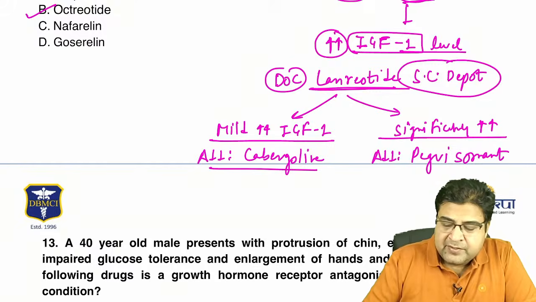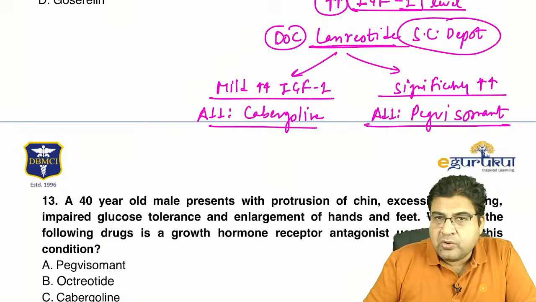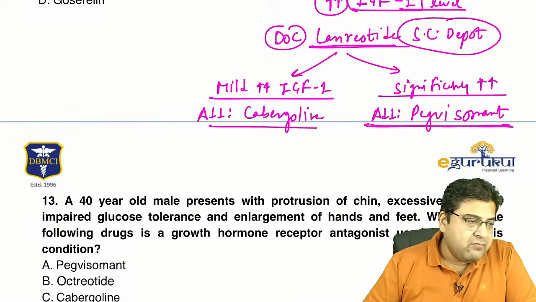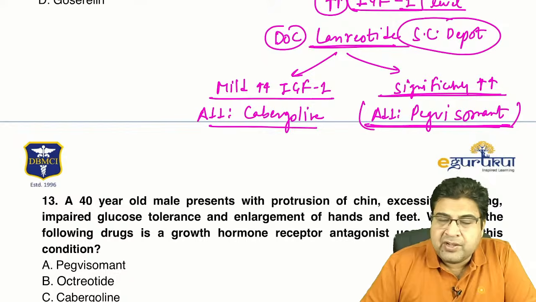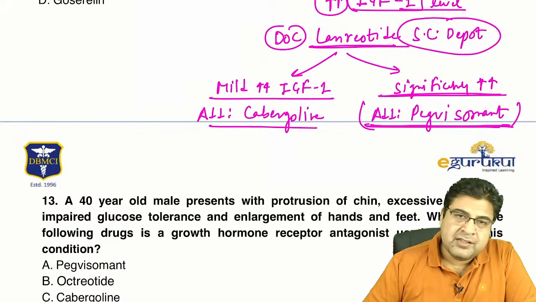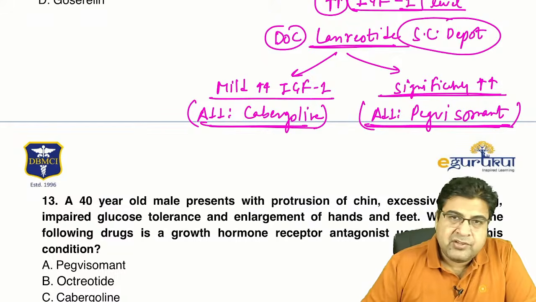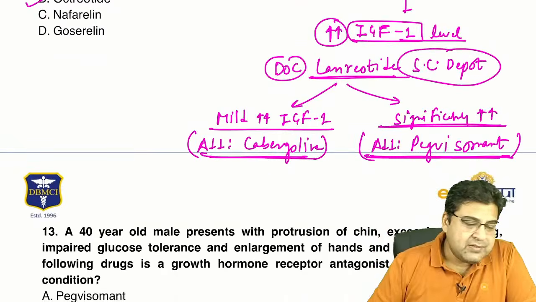We will add the medicine pegvisomant to the patient's treatment, which is a growth hormone receptor antagonist. So pegvisomant is a growth hormone receptor antagonist medicine. This is added in the patient's treatment, and we will also give cabergoline if the IGF level is mildly high. So here the best answer is B. Question 12, answer is B.